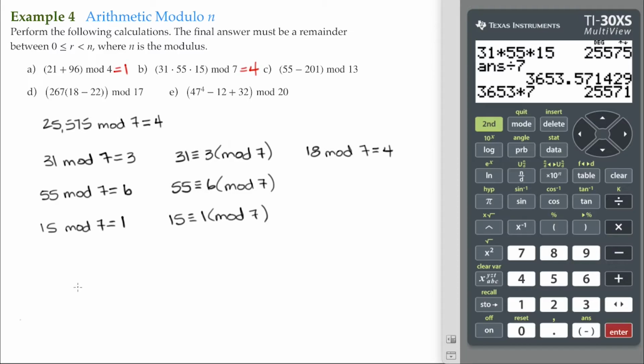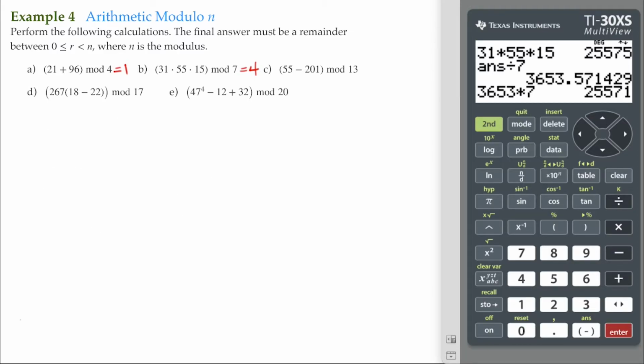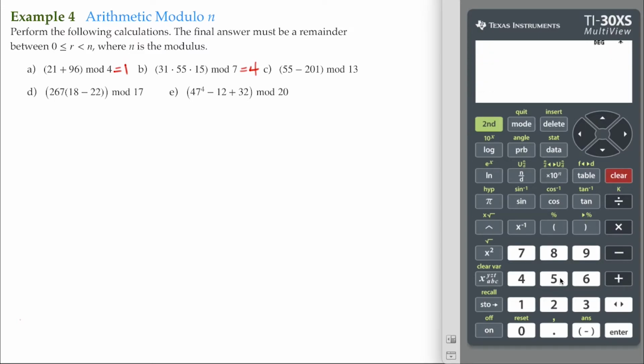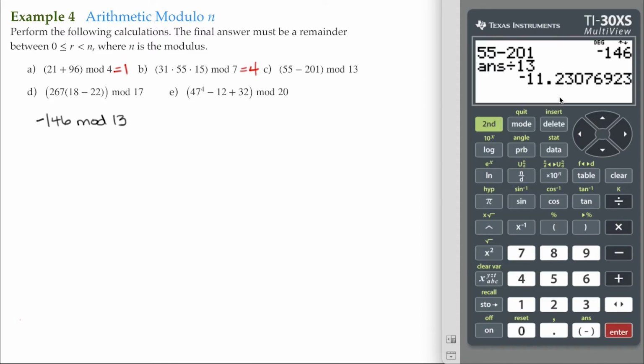Let's try C. 55 minus 201 mod 13. 55 minus 201, that's negative 146. So this is the same as saying negative 146 mod 13. I divide negative 146 by 13. I'm going to have a quotient. Don't forget we always round down. So I'm going to have a quotient of negative 12.